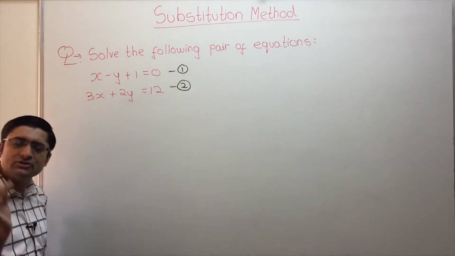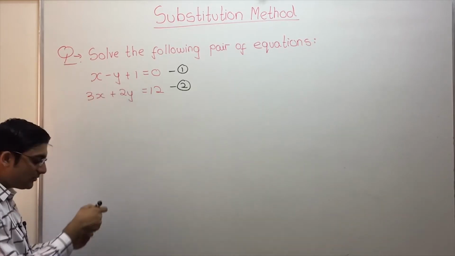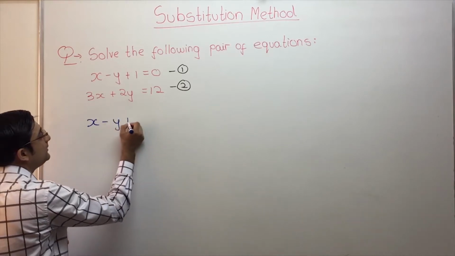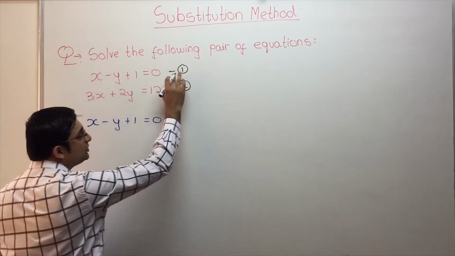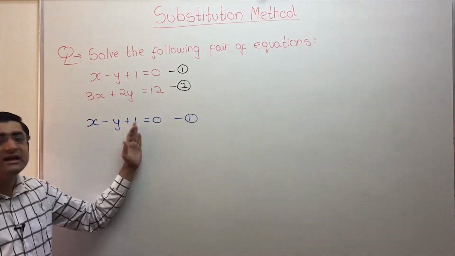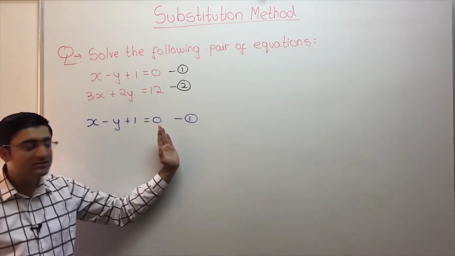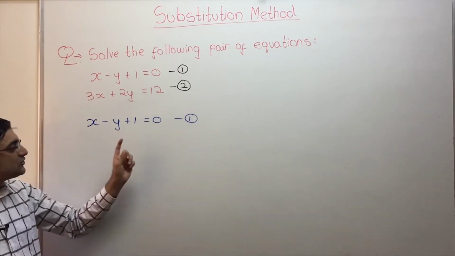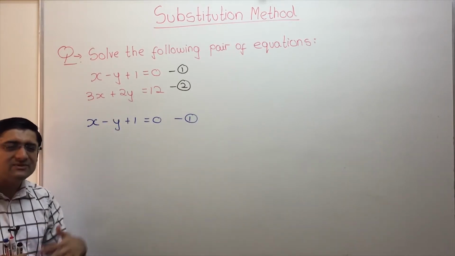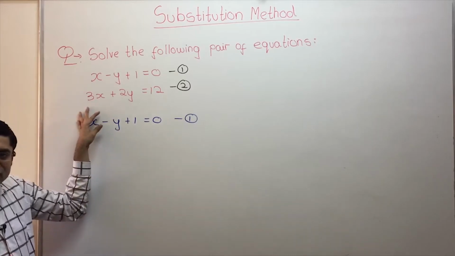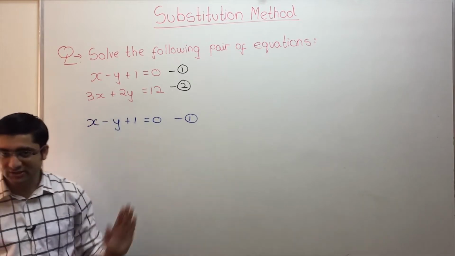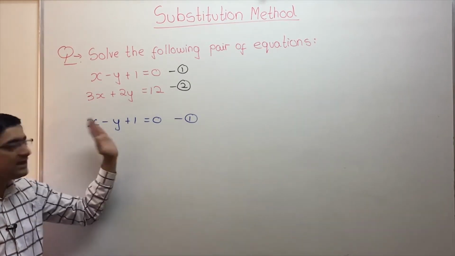Now select any one equation, whichever you want. Let's say I select equation number 1, write it down over here. So write the first equation over here, x minus y plus 1 is equal to 0. Also label it equation number 1. Now what we have to do over here is express one variable in terms of the other. Here there are two variables, x and y. So either express x in terms of y or y in terms of x. What do I mean by express x in terms of y? That means keep x on one side, take everything else on the other side. Y in terms of x, keep y on one side, everything else on the other side. So your choice. Let me first explain x in terms of y.